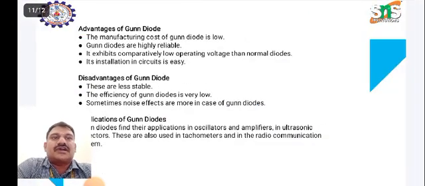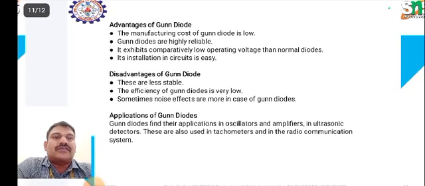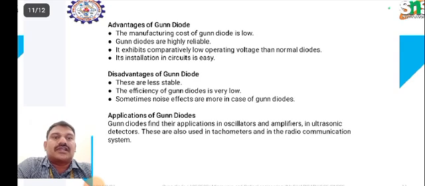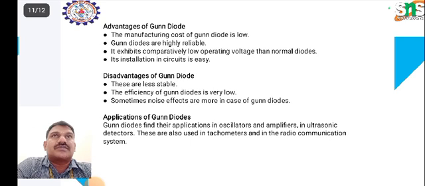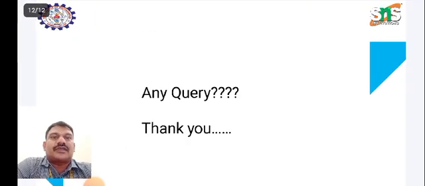See, the manufacturing cost of the Gunn diode is low. Gunn diodes are highly reliable, and they have a comparatively low operating voltage compared to a normal diode. Its installation circuit is easy. So Gunn diodes find application in oscillators, amplifiers, ultrasonic detectors, tachometers and radio communication systems. Whereas among the disadvantages, they are less stable. Okay, any queries?